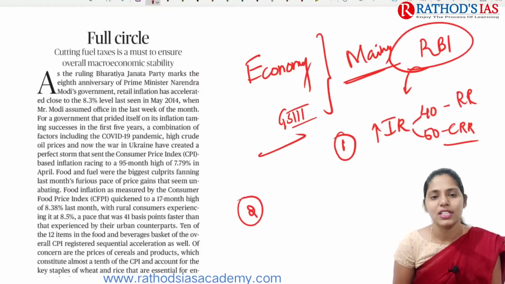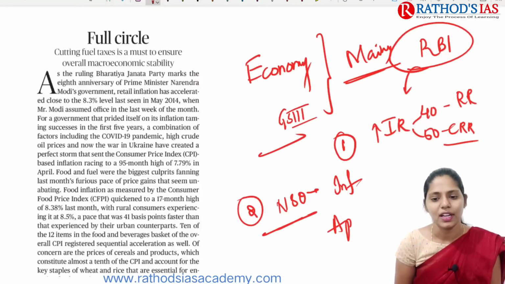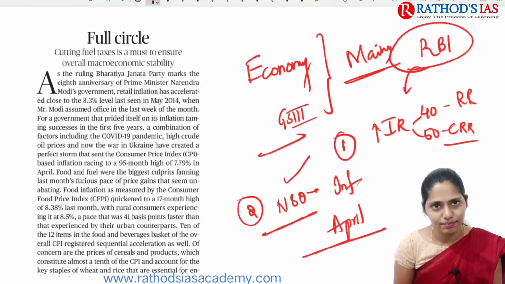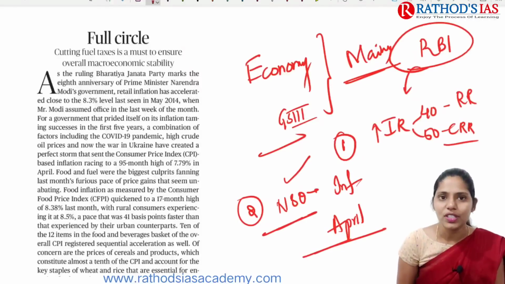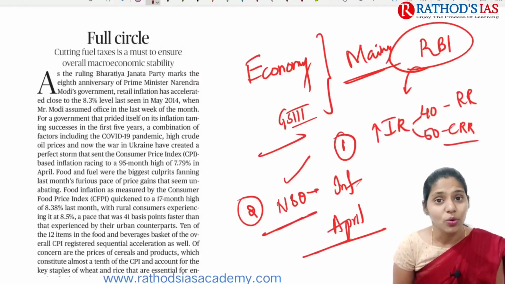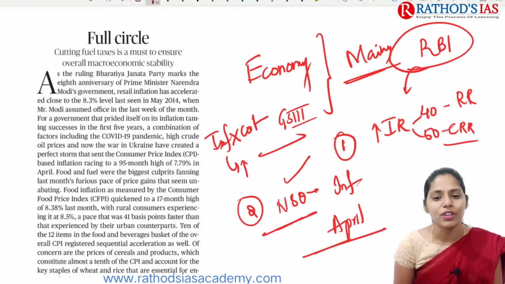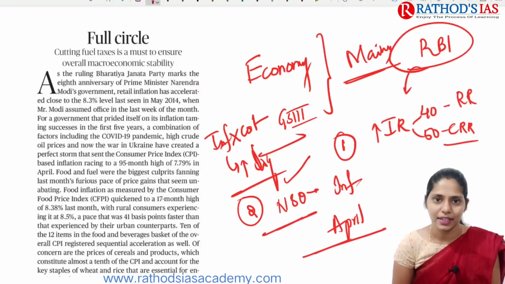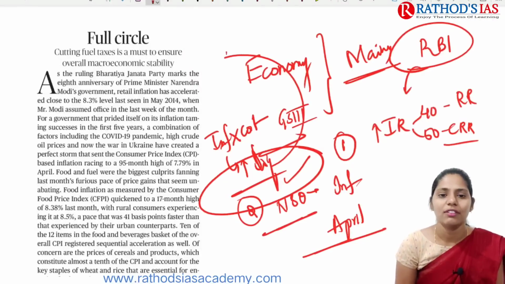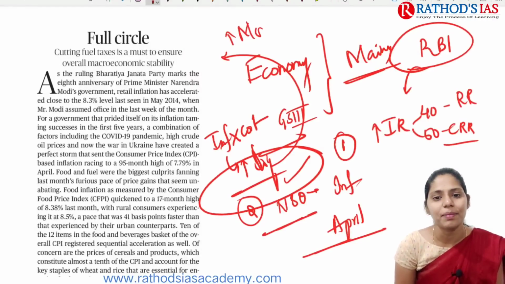Apart from this interest rate increase by RBI, recently NSO, National Statistical Office, came up with the inflation of the month of April, and it said that this April month inflation is very high. Because of this inflation, we already saw one editorial, that inflation in India is not due to cost push inflation but because of increasing liquidity in the market. So liquidity means what? Liquidity means nothing but increasing of money supply in the market.